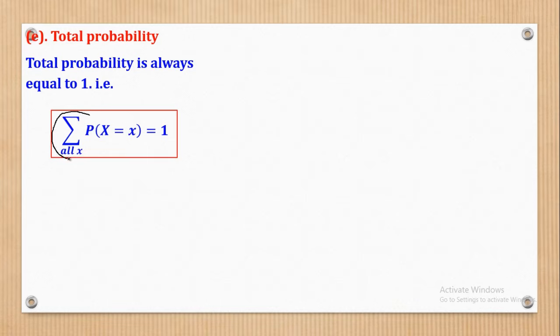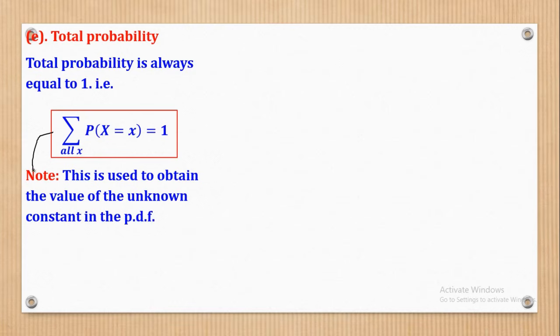So this summation of P(x) means total probability because there is this word all x, so it will be equal to 1. Therefore when you see this symbol, just know that they want you to add up all the probabilities and equate them to 1. And this formula is used to get the unknown value. So usually in the PDF they will give you an unknown constant in it, and when they tell you to get the unknown constant, always remember that total probability is equal to 1.